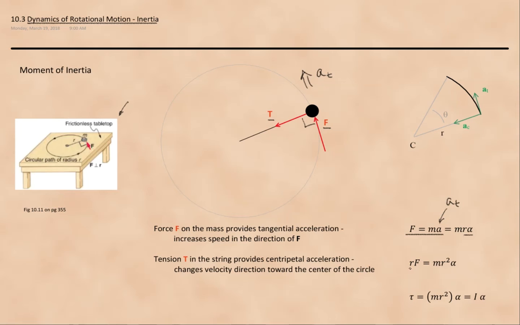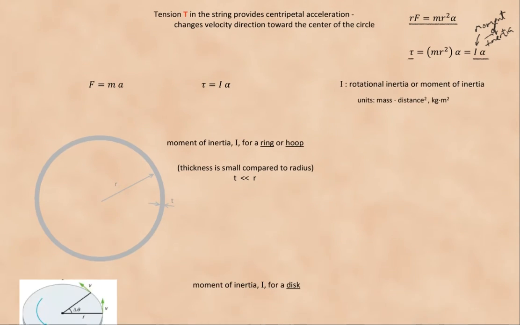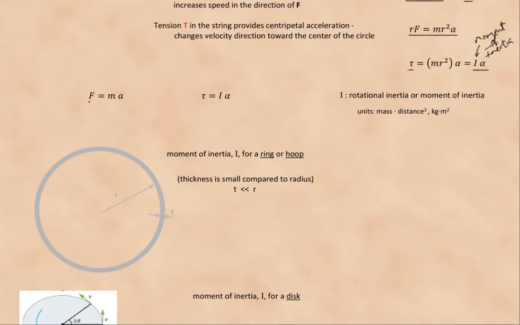If we take this equation and multiply it by r, we get rF equals mr squared times alpha. The left-hand side, rF, is torque, and the right-hand side is I alpha, if we replace mr squared with I. This is what we call moment of inertia. So, for rotational dynamics, Newton's second law, F equals ma, becomes torque equals I alpha.